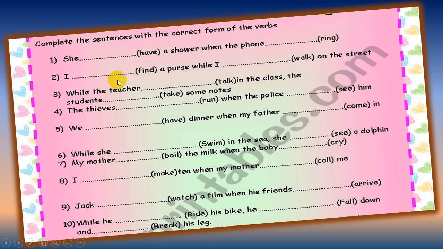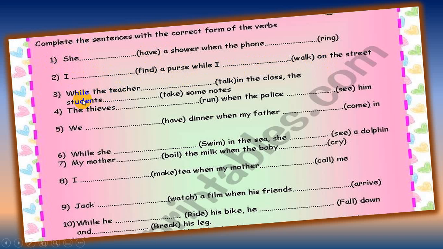Number 2. I found a purse while I was walking on the street. "While" is followed by past continuous. So the answer is: I found a purse while I was walking on the street.